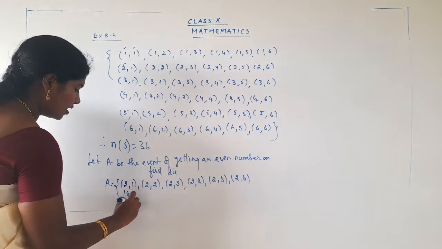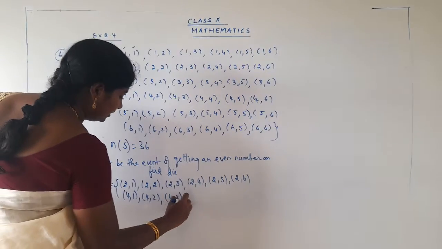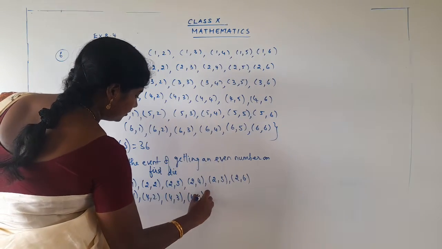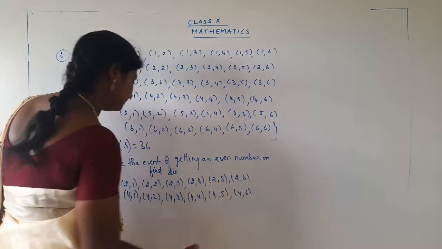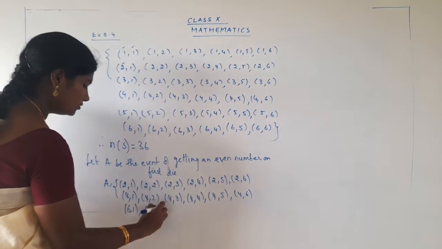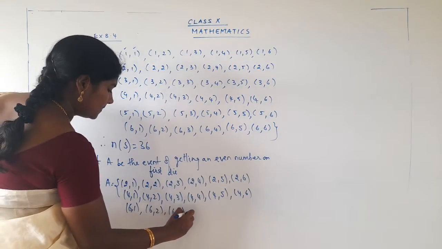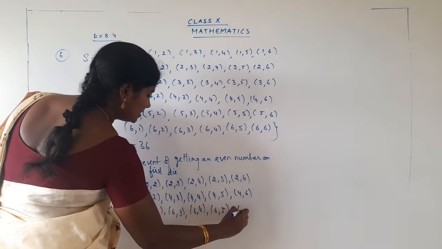Then we have 4,1, 4,2, 4,3, 4,4, 4,5, 4,6. We have 6,1, 6,2, 6,3, 6,4, 6,5, 6,6.